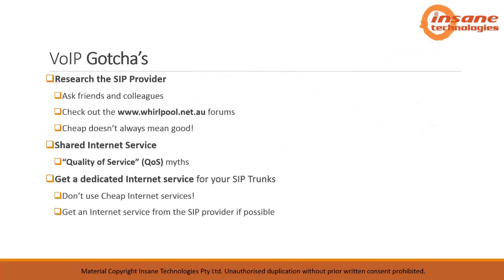And if it's available, get an internet service from the VoIP provider themselves. Now, the reason I say this is if they have internet services that connect directly into their network, you're going basically from your network straight into theirs, which means that you won't be affected by any of those other conditions that people will typically use QoS to try and overcome.